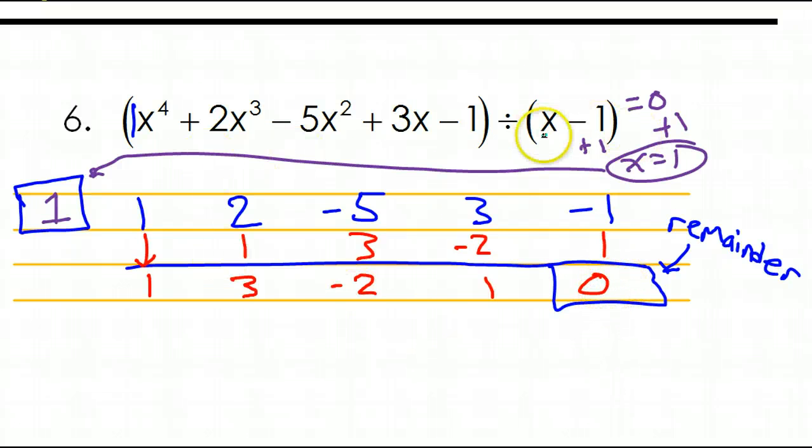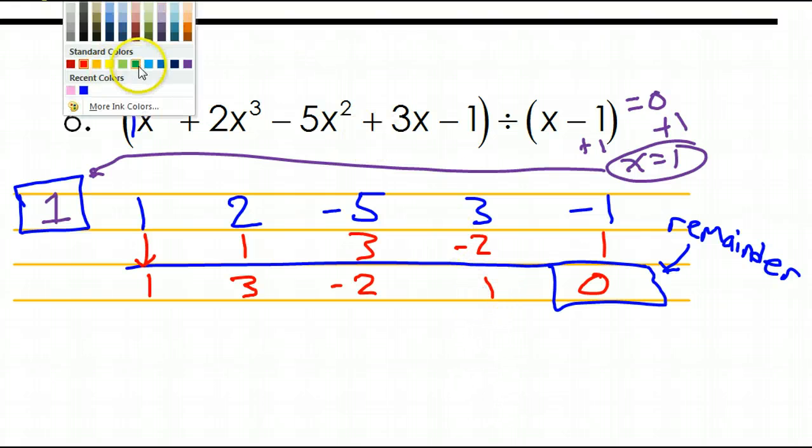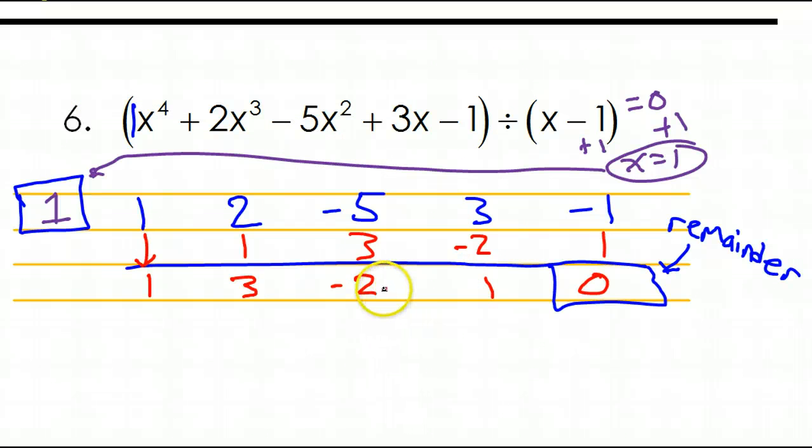Okay, that means it divides in evenly. Okay, so this is our constant. This will be our x term. This will be our x squared term. And this will be our x to the third term. So that's what I recommend you do. Work from right to left. Constant, x term, x squared term, x to the third term.